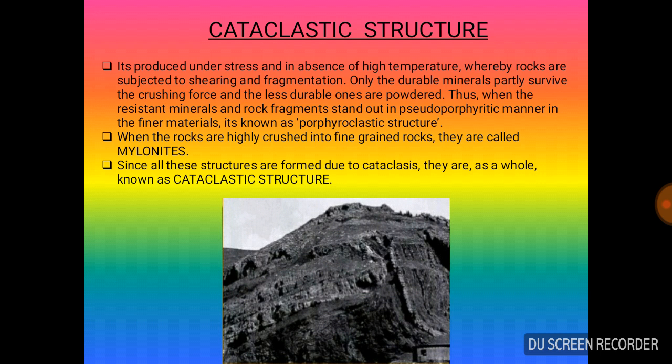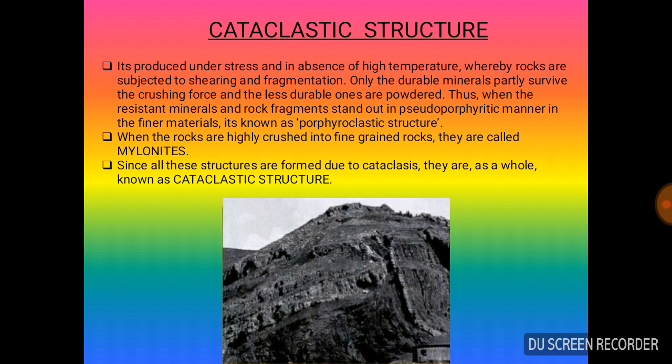The cataclastic structure is produced under stress and in the absence of high temperature, whereby rocks are subjected to shearing and fragmentation. Only the durable minerals partly survive the crushing force, and the less durable ones are powdered. Thus, when the resistant minerals and rock fragments stand out in a pseudo-porphyritic manner in the finer material, it is known as porphyroclastic structure. And when rocks are highly crushed into fine-grained rocks, they are called mylonites. Since all these structures are formed due to cataclasis, they are as a whole known as cataclastic structure.